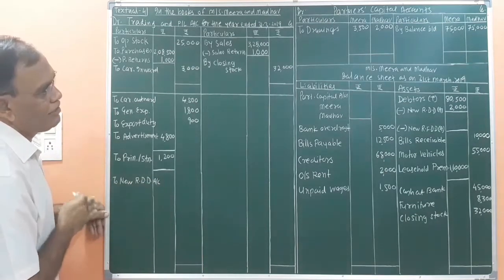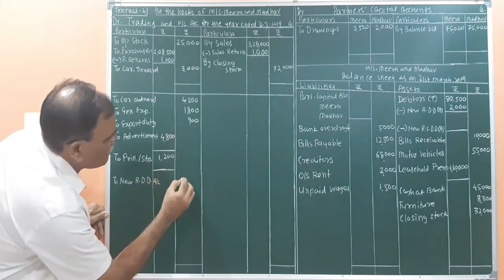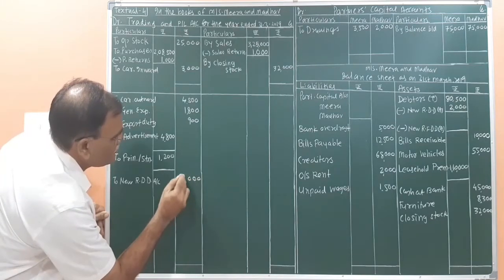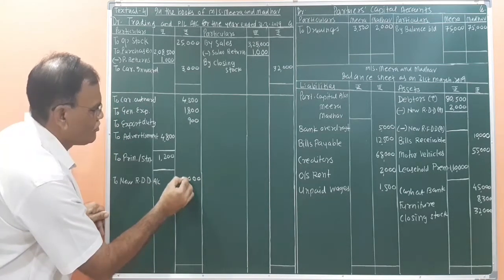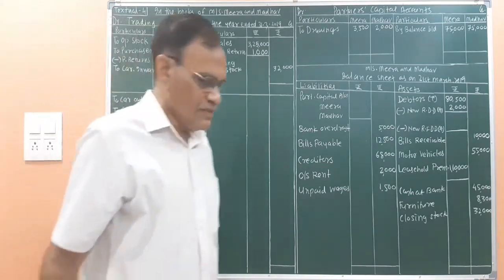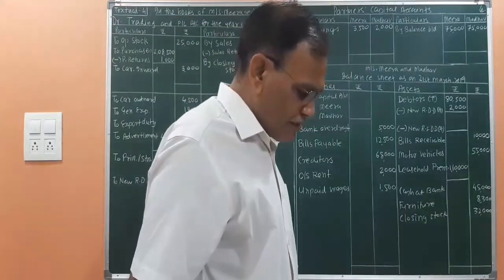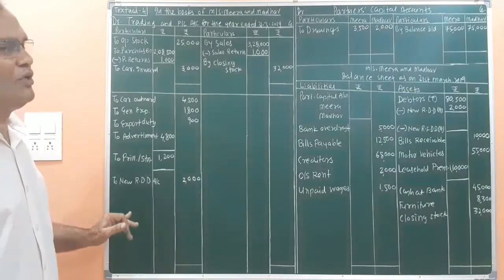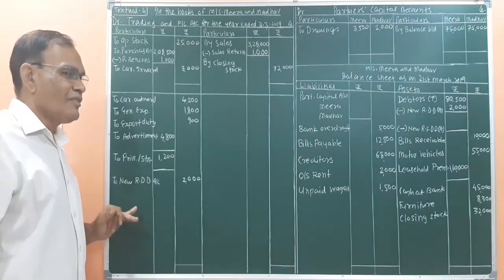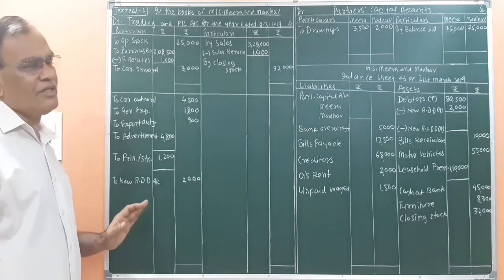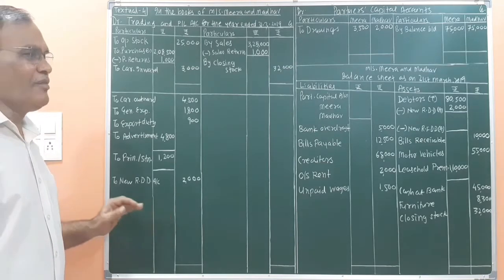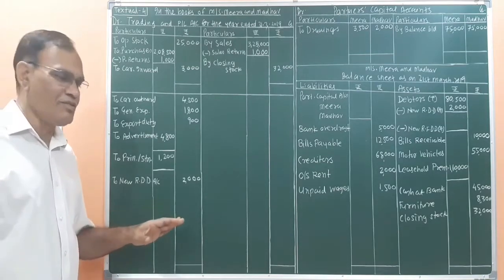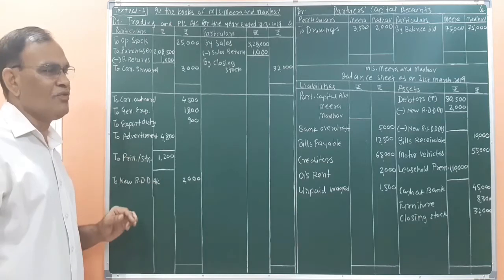And that new RDD account is 2,000 rupees. Same way, create reserve for discount on debtors at 3%. Now here again we are having one formula, discount allowed: add new reserve for discount on debtors and minus old reserve for discount on debtors. So we are having only one item, new reserve for discount on debtors.